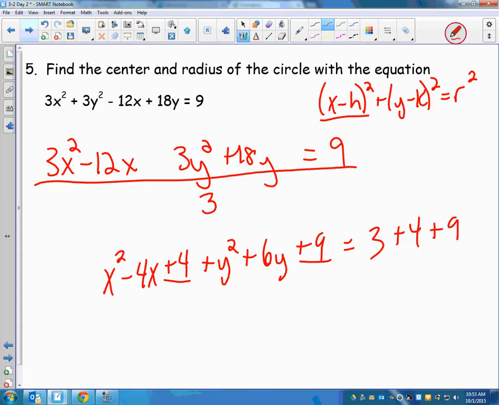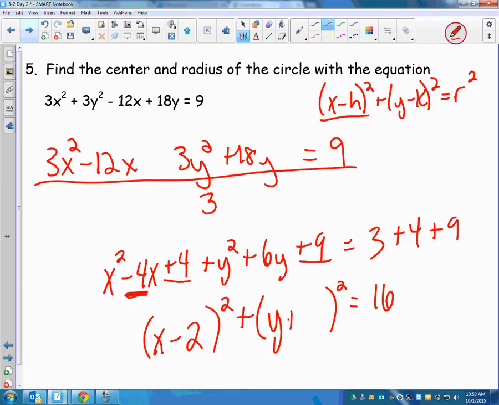Home stretch now. You should now be able to write this as something squared plus something squared equals 16. There's our equation. Well, what do I put in there? It's half of the middle number. So remember that's a negative 4. So that would be x minus 2 squared, half of 6, y plus 3 squared. So if they give you something that's not in standard form, you might have to complete the square.